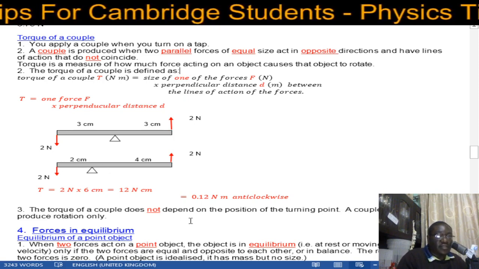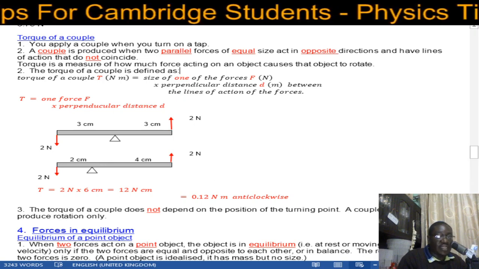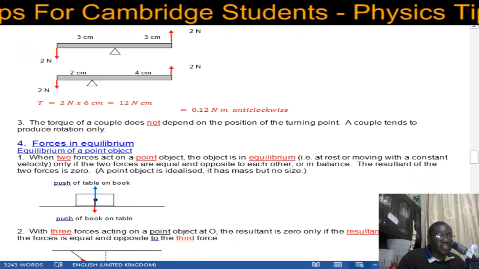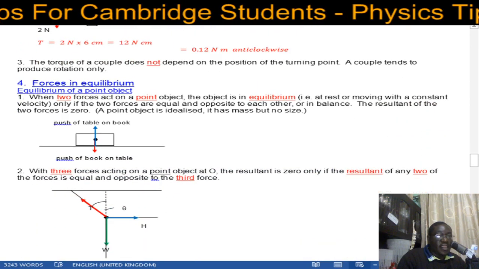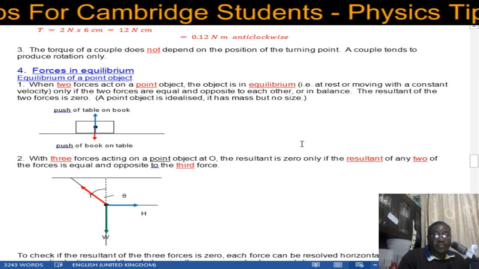Right, so that is it. A couple tends to produce rotation only. Produces rotation only, no translational force. Then the next thing is forces in equilibrium.